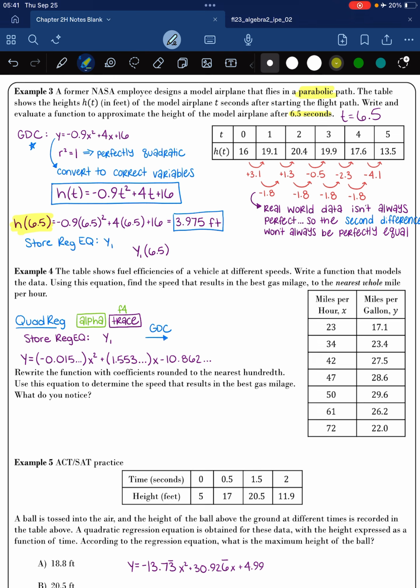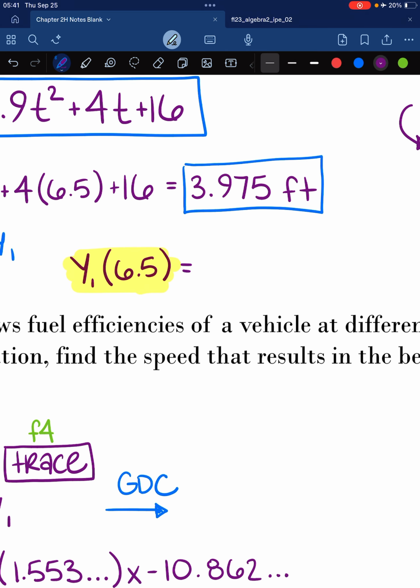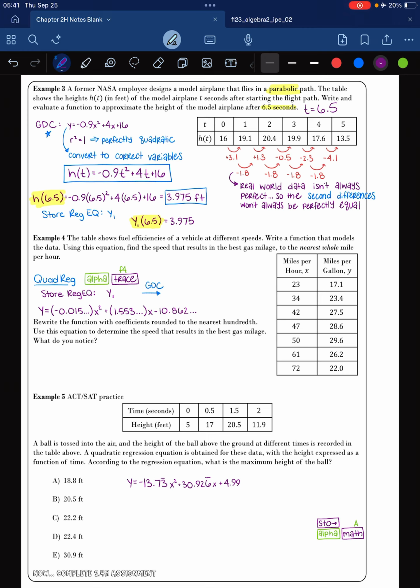We used function notation. We just can't use h as a function in the calculator. We have to use y1 as a function in the calculator. But you type that, and as long as you have that regression equation stored, your calculator again will tell you, wow, the answer is 3.957. Nope, it is 3.975. Okay, you get it.